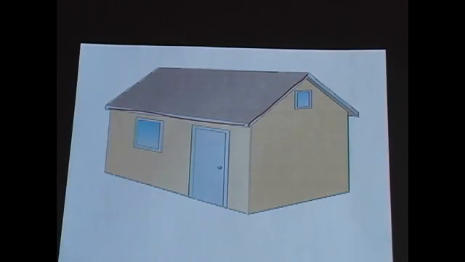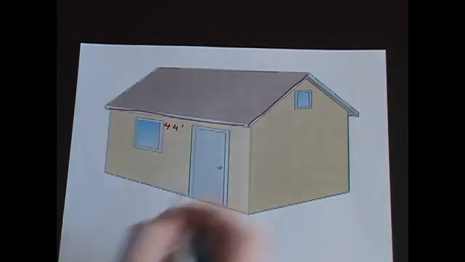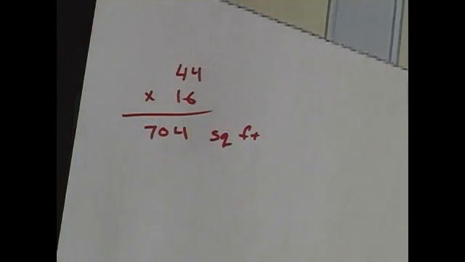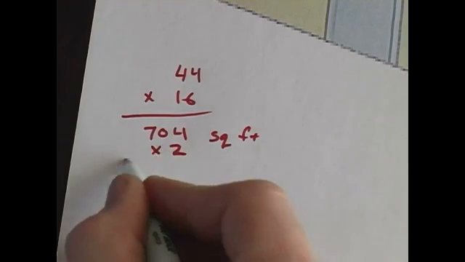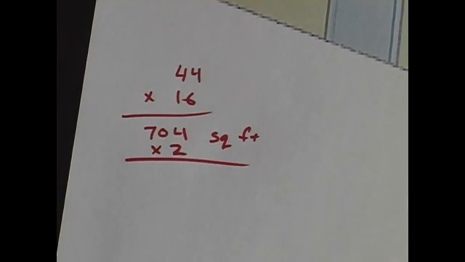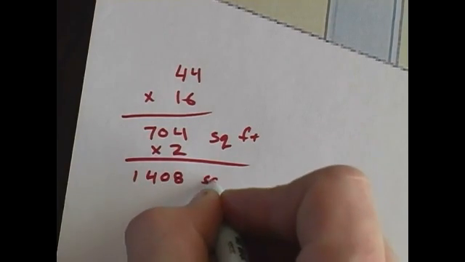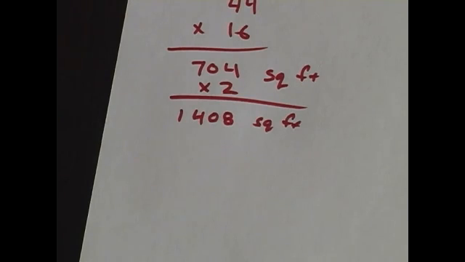For this particular roof, we're going to say that it's 44 feet by 16 feet. So we would get a total square footage for one side to be 704 square feet. However, since we need to do both sides, we're going to multiply that by 2 and get 1408 square feet. Now, each bundle of shingles covers about 32 square feet.